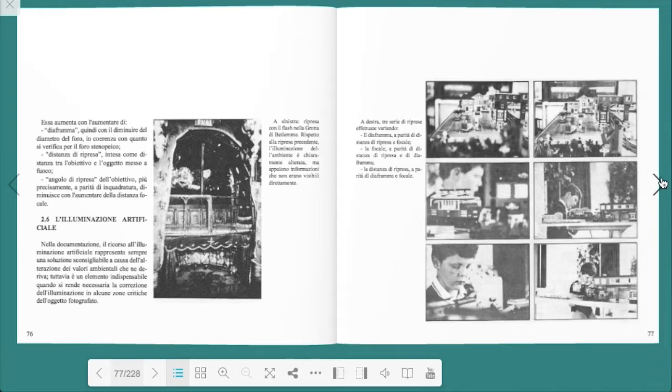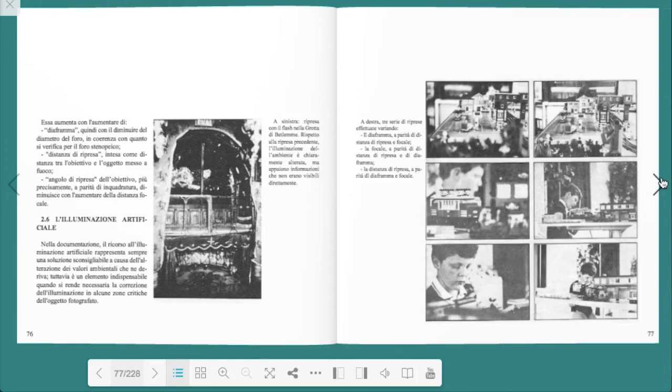2.6. Artificial lighting. In the documentation, the use of artificial lighting is always an inadvisable solution due to the alteration of the environmental values that derives from it. However, it is an indispensable element when it is necessary to correct the lighting in some critical areas of the photographed object. Captions. Left, flash shot in the Bethlehem grotto. Compared to the previous shot, the ambient lighting is clearly altered, but information that was not directly visible appears.